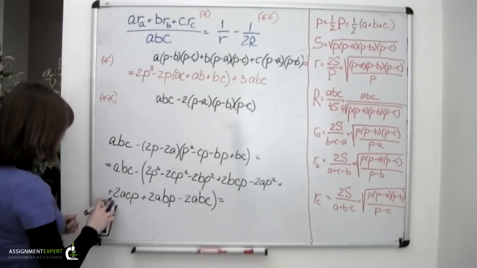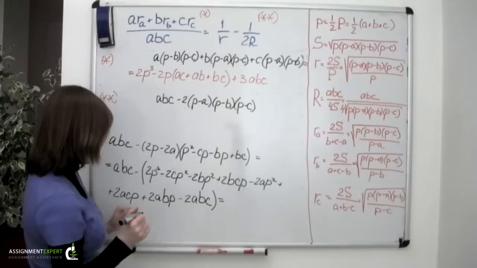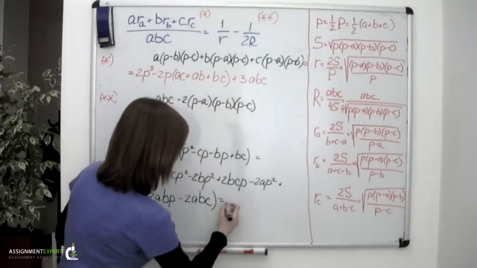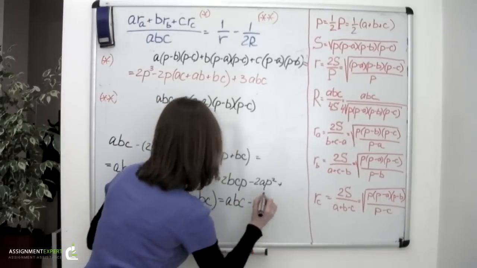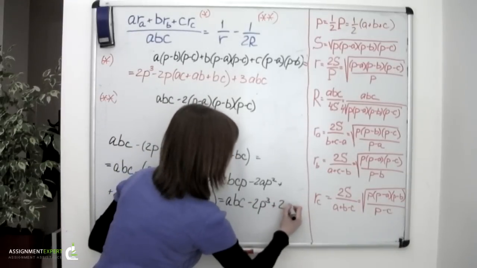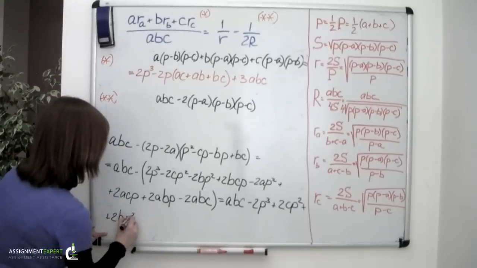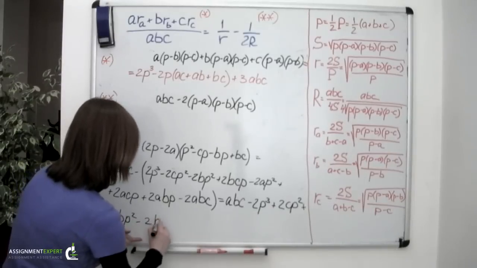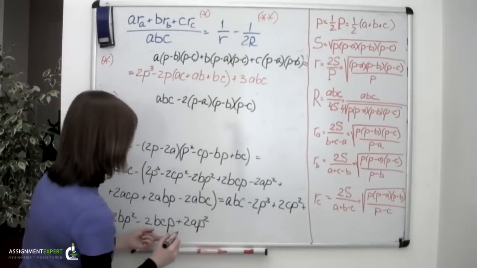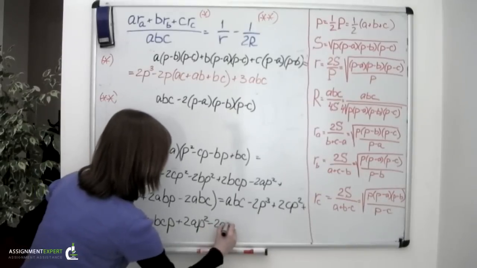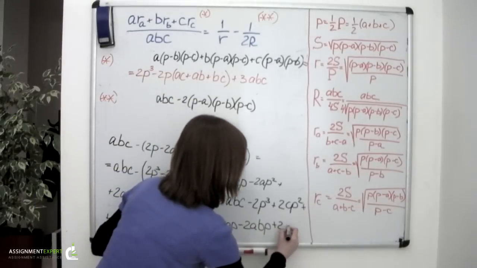Which is equal to, I'm gonna need more space than I have. Okay, I'll try to fit in ABC minus 2P cubed plus 2CP squared plus 2BP squared minus 2BCP plus 2AP squared minus 2ACP minus 2ABP plus 2ABC.